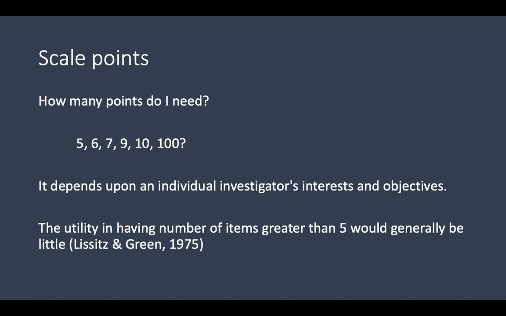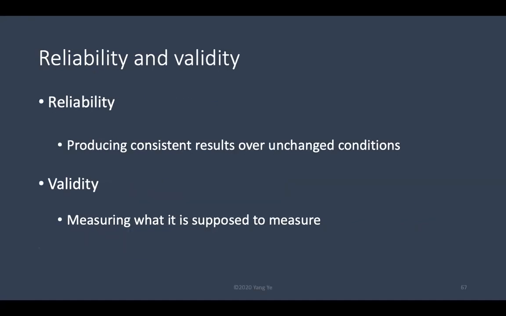You might wonder how many points you need for an agreement measure, for example. Well, it depends on the researcher's interest and objective, but the utility of items greater than 5 has been shown to be little. If you use more than 5-point scales, the utility of having more than 5 points of response will be little. So 5 points is a good starting point, let me just say, right?